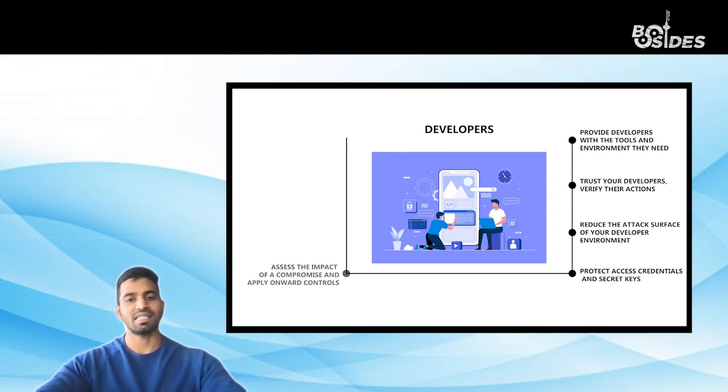Next one is to assess the impact of compromise and apply onward controls. In the event a development environment is compromised, consider the onward technical controls that will protect the products and services you produce and publish. And don't operate your production systems from a development environment.